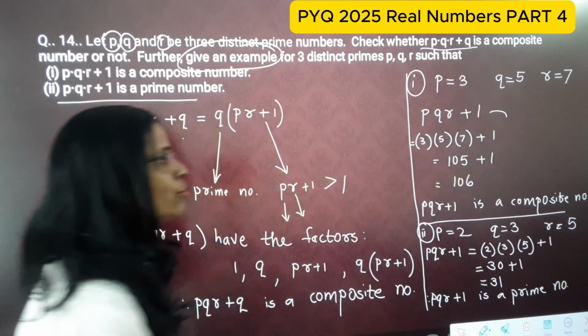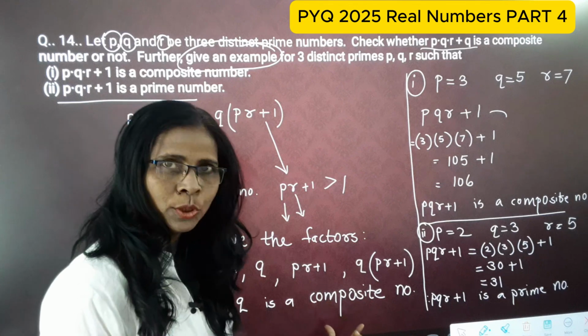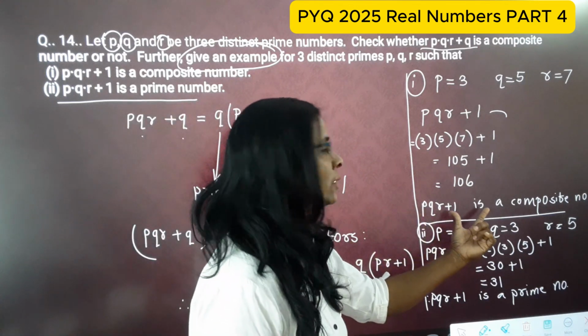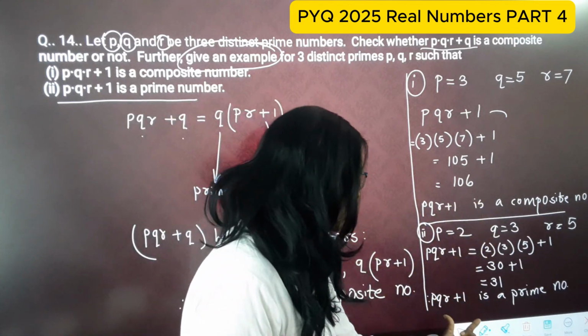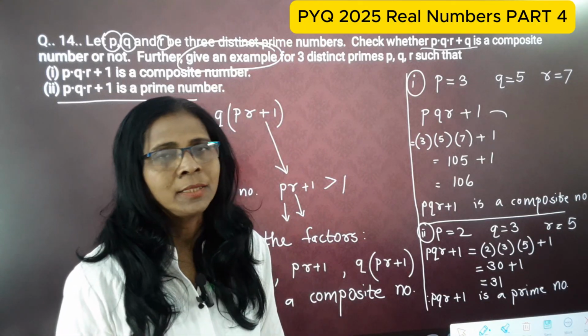Okay, students. In such a way we can prove that PQR plus Q is a composite number, PQR plus 1 can be a composite number, and PQR plus 1 can be a prime number by giving suitable examples.